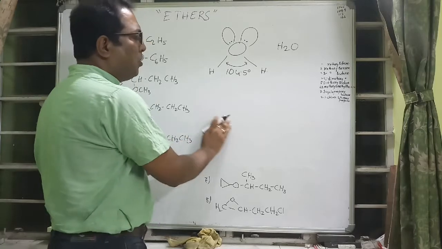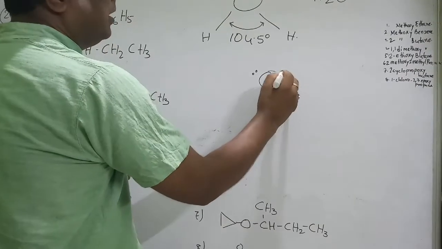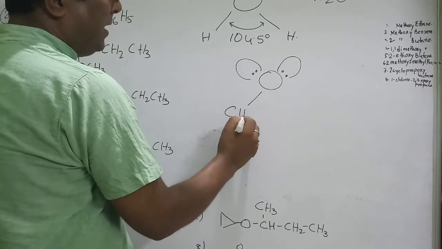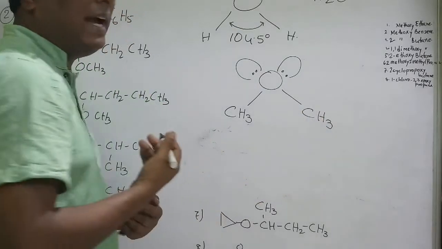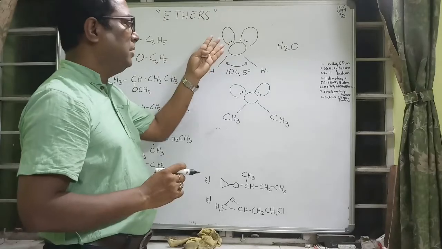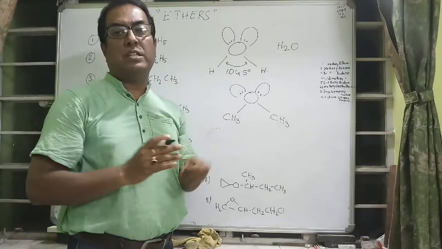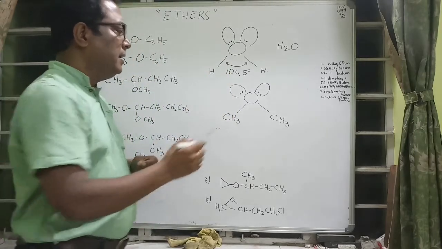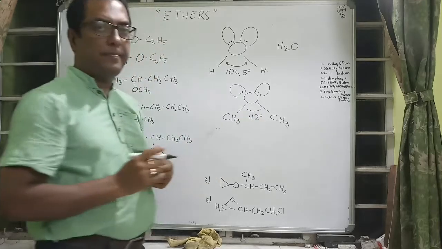Now if we go for ether, you can see this is the same: the lone pairs of electrons and a bond pair with an alkyl or an aryl group. So what is the difference between water and ether? The structure is almost the same. Only the angle may vary. It comes around 112 degree here.